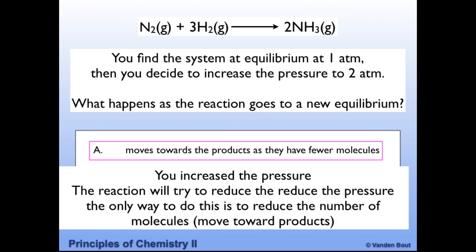So here it's going to move towards the products because they have fewer molecules. You increase the pressure, and the reaction is going to try to reduce that change, that stress you put on it. The only way to do it is to change the number of molecules, and there are fewer molecules on the product side. So as the equilibrium shifts to the product side, there'll be fewer molecules in the mixture, and this will effectively reduce the pressure.